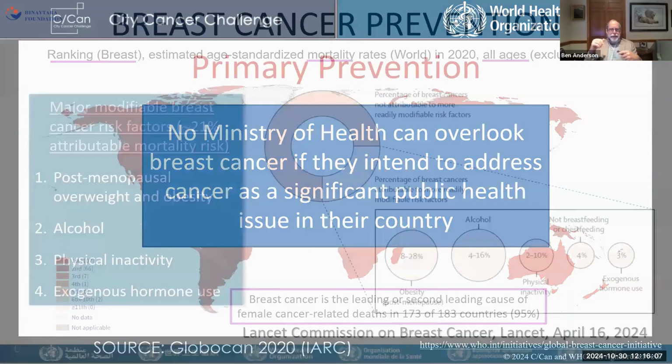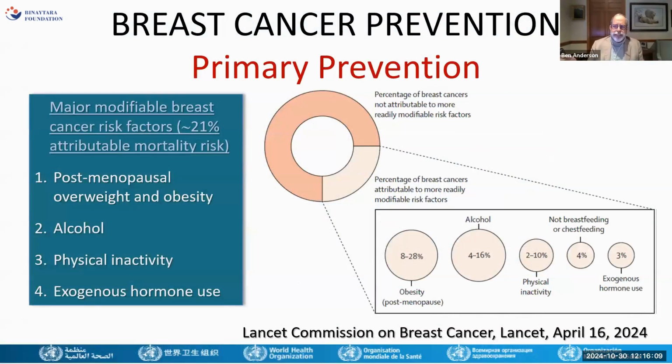Okay, so now stepping back, ideally we would prevent cancers. And so if we know risk factors for breast cancer, they include being overweight, particularly in postmenopausal women, and obesity. Alcohol is the single most powerful modifiable risk factor. About 5% of cancers globally are attributed to alcohol consumption. Physical inactivity, exogenous hormone use, these are those factors that we look at.